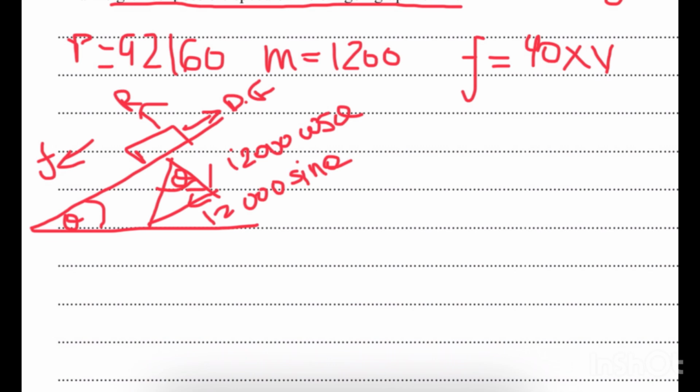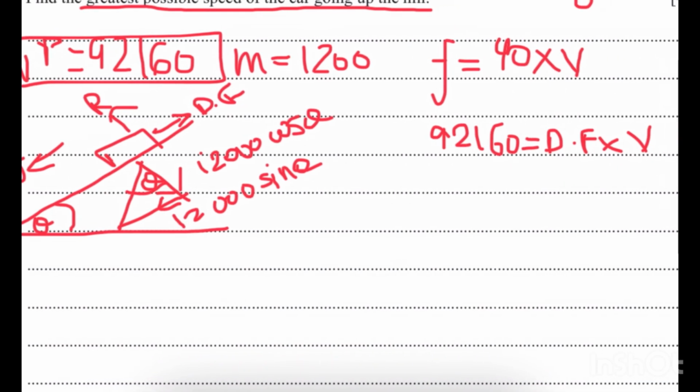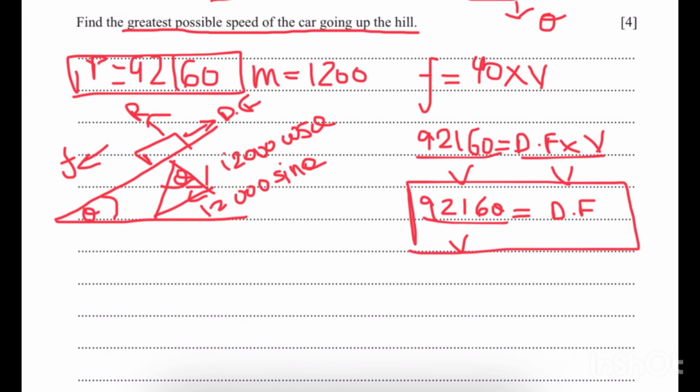So now let's use the power given to us and find out the value of the driving force. So power, which is 92,160, is equal to the driving force multiplied by the velocity. Now both driving force and velocity are unknown, so in order to write it in terms of driving force, we'll divide by V on both sides, making it 92,160 divided by V equal to the driving force. Use this driving force in the forces formula again.